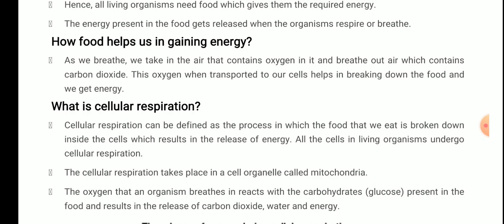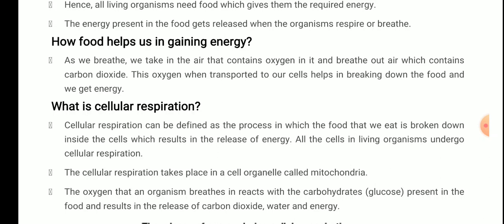So it can be defined again as the process in which food that we eat is broken down inside the cells, which results in the release of energy. All the cells in living organisms undergo cellular respiration. Now, cellular respiration takes place in a cell organelle called mitochondria. Because see, students, mitochondria is known as the powerhouse of the cell. Powerhouse of the cell means that it produces the energy for the various activities that are required to be performed by the cell. Because definitely all the functions that will be performed by the cell will require energy.